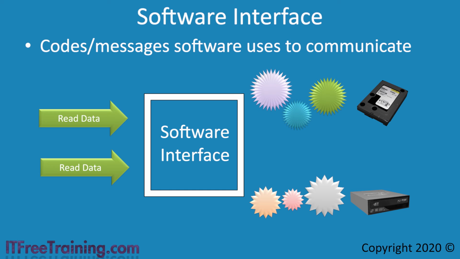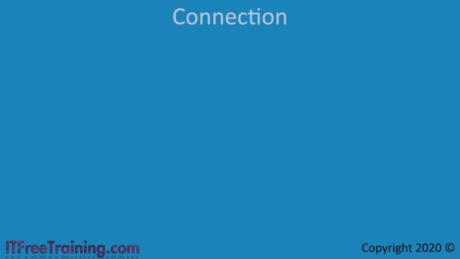The important takeaway is that the software interface provides a standard method for applications to access. The interface provides a layer of transparency, so the software does not need to know about the low-level details of what is happening. Now let's have a look at the connection.